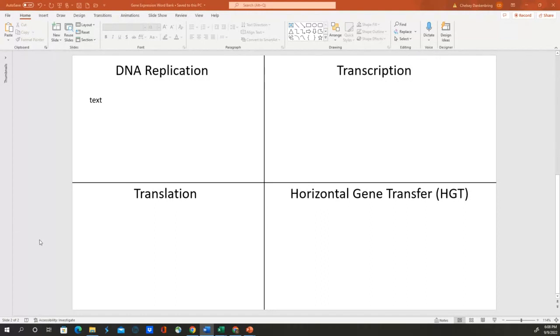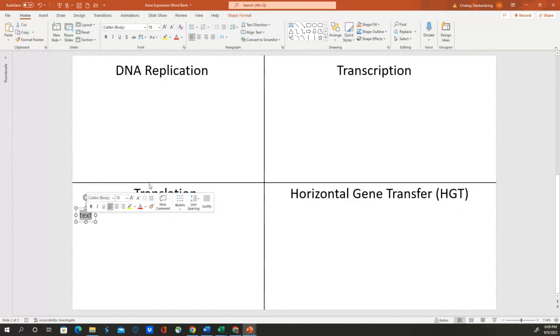So in the chat, y'all don't be shy. Where should we put the word codon? Which process? DNA replication, transcription, translation, or horizontal gene transfer? Where would codon go? Excellent. Yes, translation. Can anybody tell me what a codon is and where you find it? Hey, yes, good detail as well.